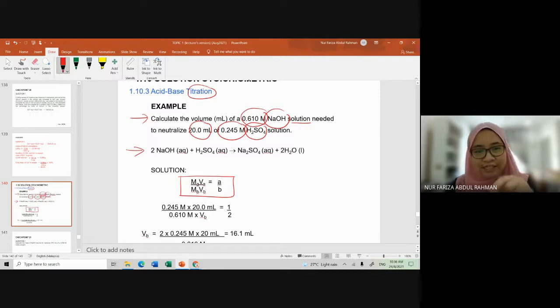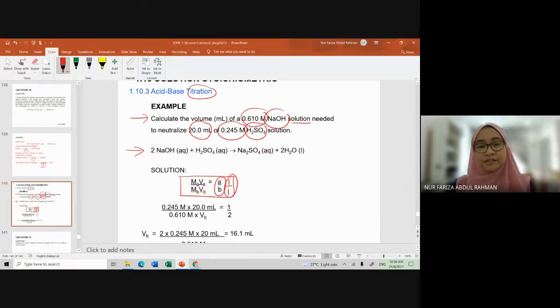This formula is not the same as the formula M1V1 is equal to M2V2. The concepts are totally different. The formula for acid-base titration depends on this ratio. If this ratio is 1:1, where did we get this from? This ratio, we can get from the balanced equation.